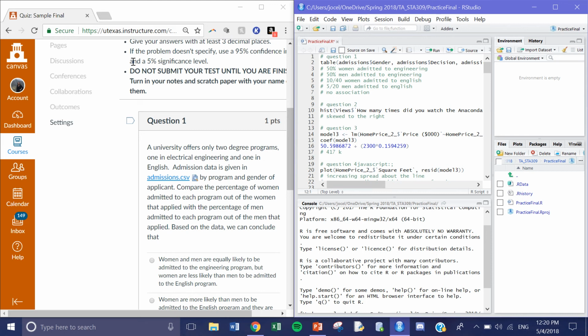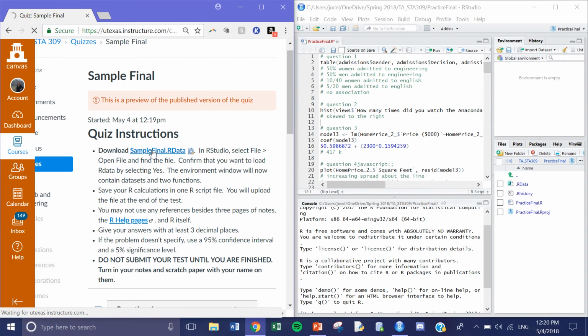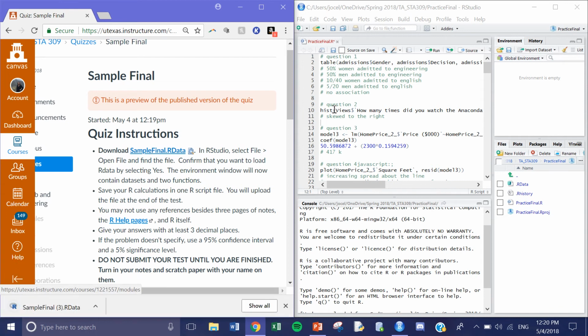Hey y'all, so I am going to do a quick review of the sample final that's on Canvas. So let's just get started. The first step is always to download your R data. So I'm just gonna download it, and it's in my downloads now.